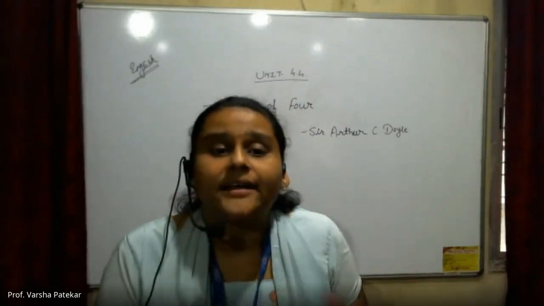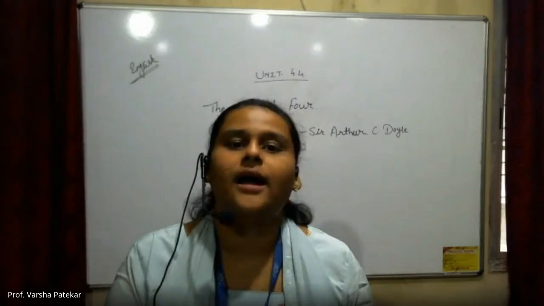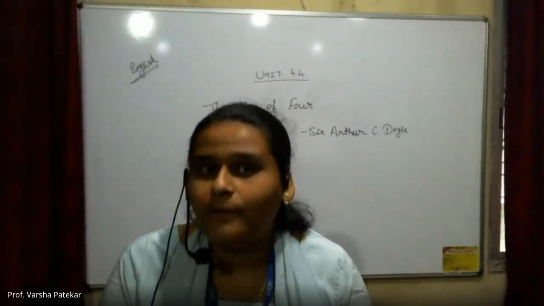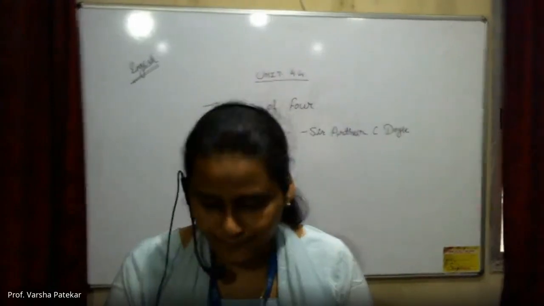Then come Thaddeus Sholto, the son of Major Sholto. Then comes Tonga and Toby, the two other characters who are involved in the mystery of the hidden treasure.